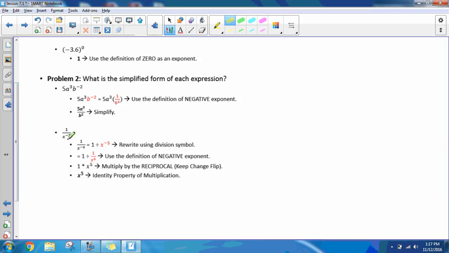Here we have a negative exponent in the denominator. We have 1 over x to the negative fifth power. This really means I'm taking 1 divided by x to the negative fifth power. X to the negative fifth power means 1 over x to the fifth power. In order to divide by a fraction, we have to multiply by the reciprocal. So we rewrite this as 1 times x to the fifth power, which really equals x to the fifth power, the identity property of multiplication.